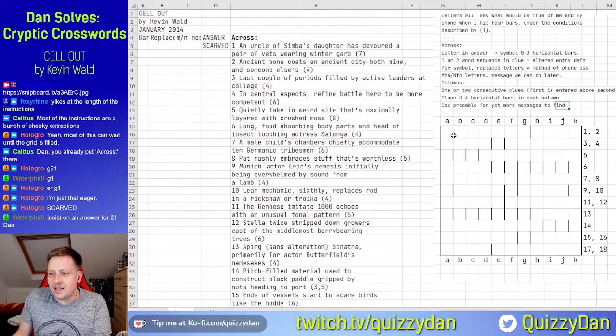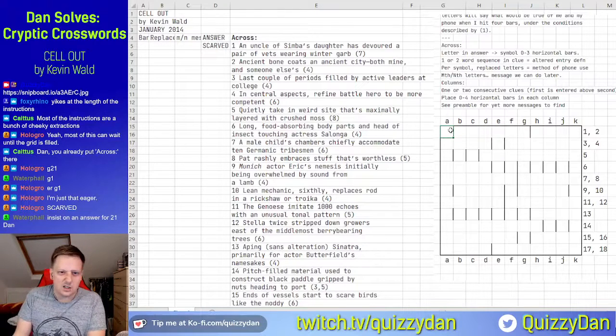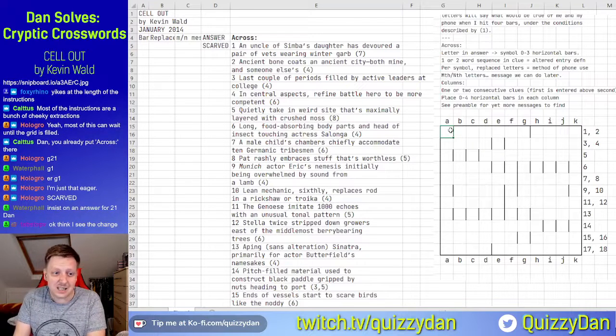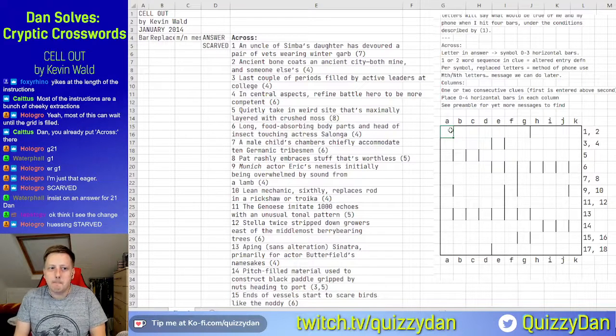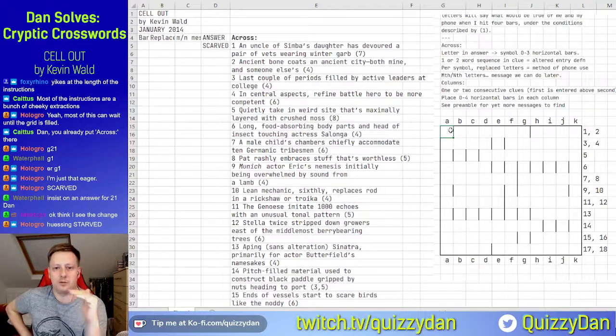change a letter in the across answer to a symbol with 1 to 3 horizontal bars. And then a 1 or 2 word sequence in the clue will be the altered definition. So is that going to be carved? Scared? I'm not quite sure because I don't understand. So a 1 or 2 word sequence in the clue. You're thinking starved. Okay. And that would have 1 horizontal line.